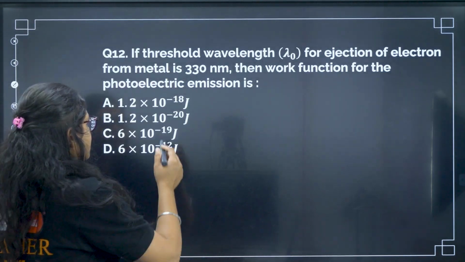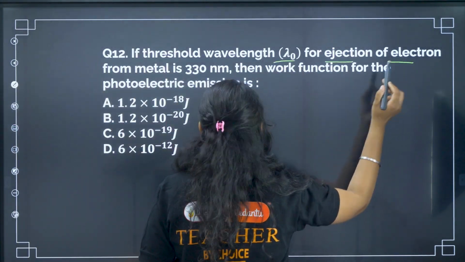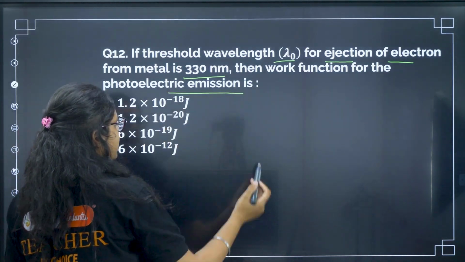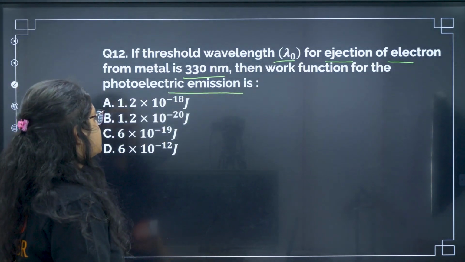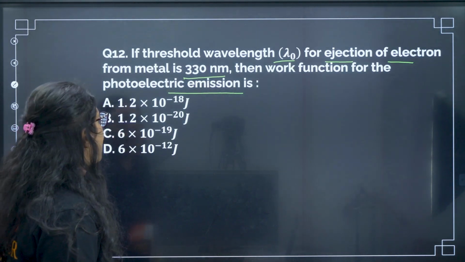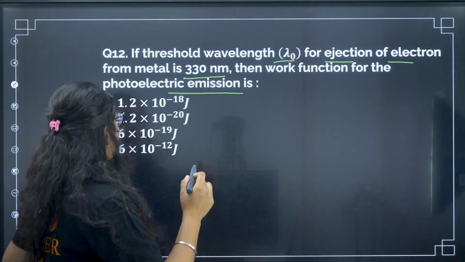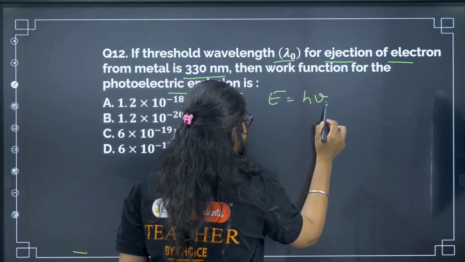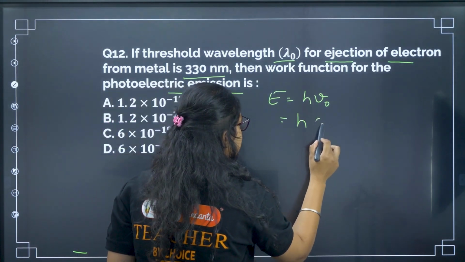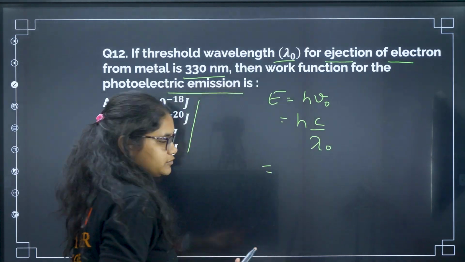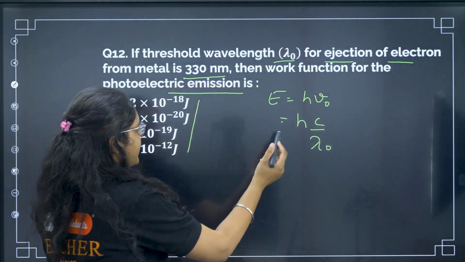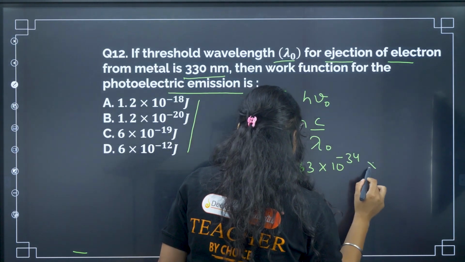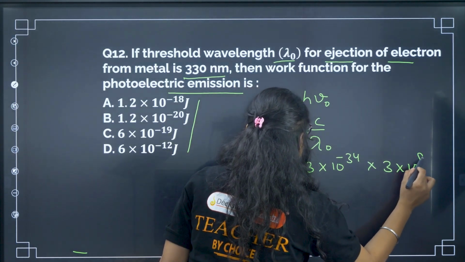Next question. If the threshold wavelength for the ejection of electron from metal is 330 nanometer, then work function for the photoelectric emission is. Okay, so let us see here. First of all, we have to calculate the work function, the energy of the work function. So we have this one, E is equal to h nu 0. This one can be written as hc by lambda 0, right? So just now we can substitute the values. H value is 6.63 into 10 to the power of minus 34. C is 3 into 10 to the power of 8.